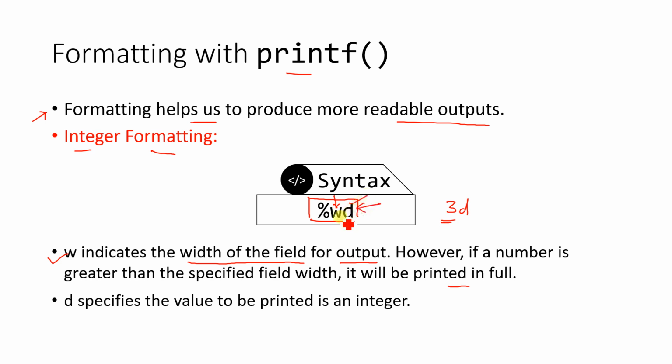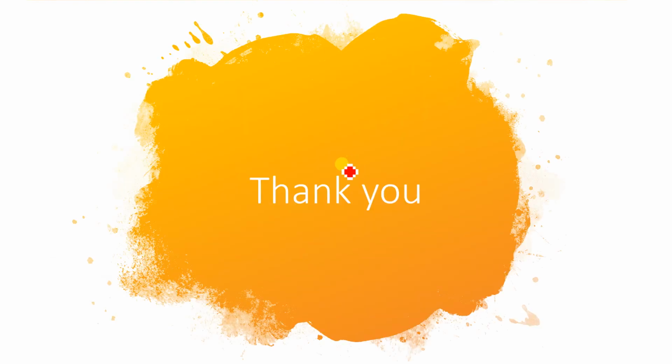Then what does this d specify? D specifies that the value to be printed is an integer, meaning whatever you are trying to display is actually an integer number. Well, let us begin the discussion. That is how this %wd helps in formatting the outputs that we want to display. We will take some examples and explain all these things in detail.